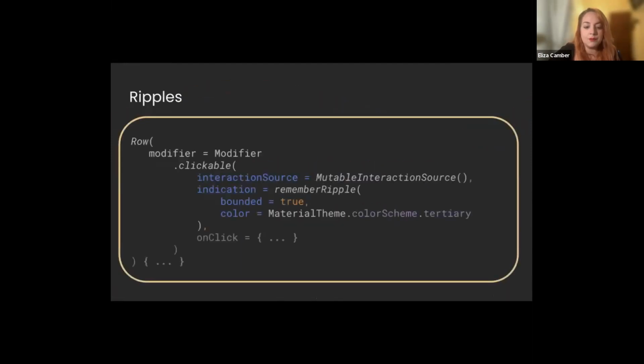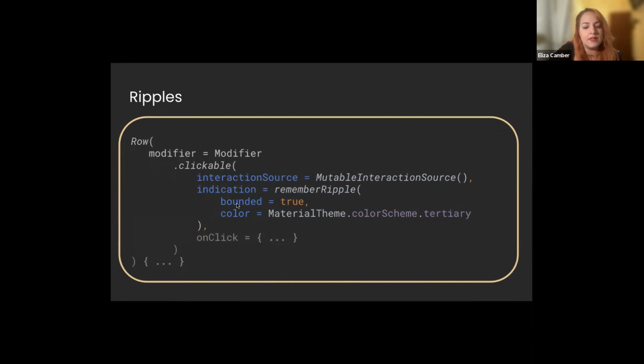So for the ripples, as I mentioned, it's basically the most basic animation that we can have. Over here, we can see how easy it is, and we can see that it's basically just a function in our modifier. We add the interaction source, we add the indication, and we will see what that means. And that's it. Then you're done. You already have all the ripple animations that you want in that specific clickable view.